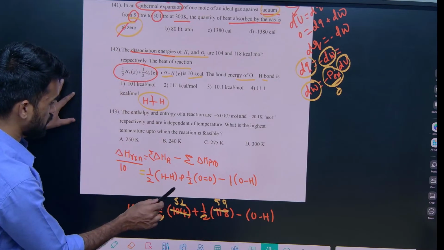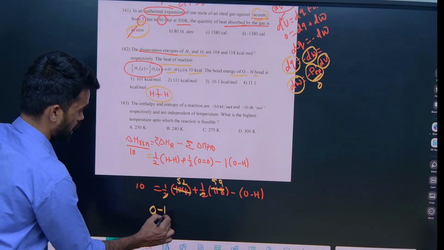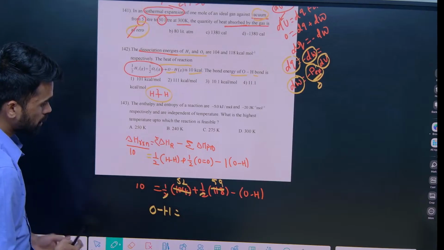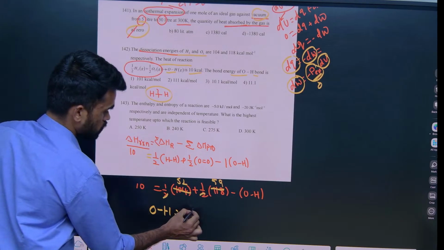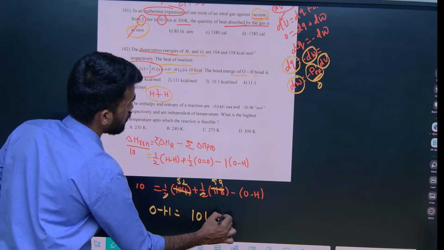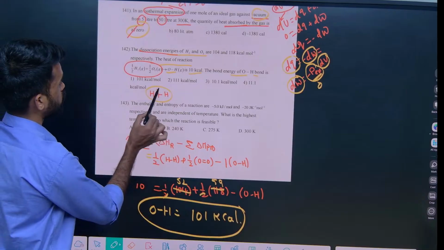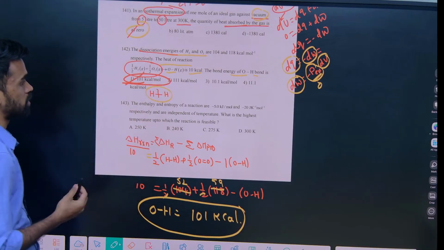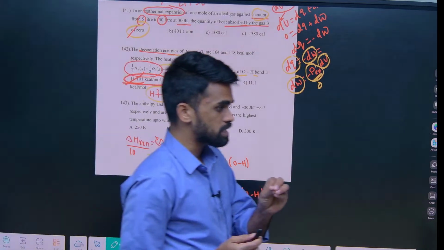Yeah, you can send that to this side. So you are going to get the OH bond energy, this is 111. So 111, if you send this, it becomes 101. So 101 kilocalorie is your answer for this discussion. Okay, where do we have 101? Yeah, first option is your answer. Is this clear or not? I hope this is clear.